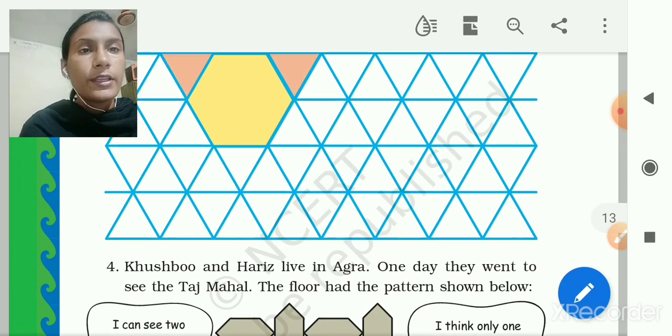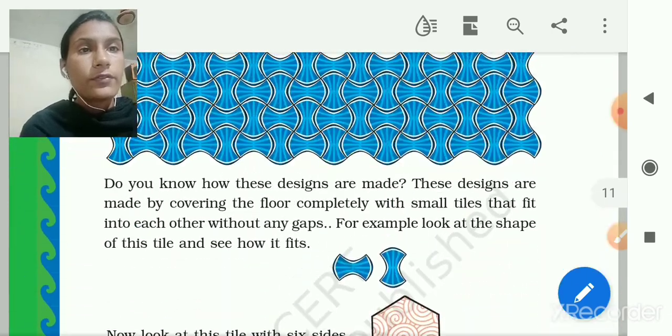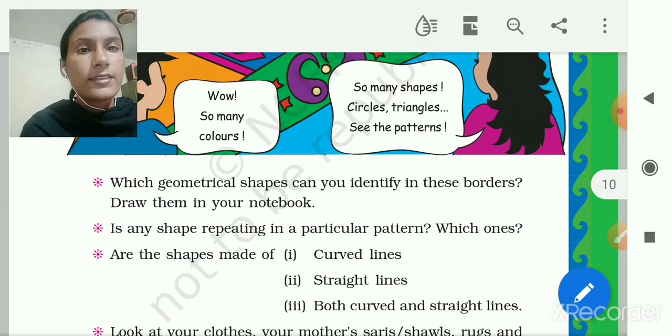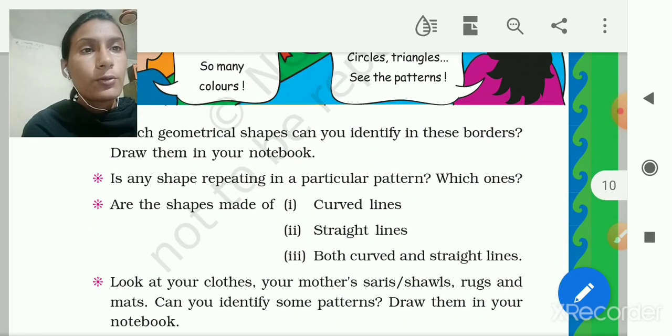In your fair book, what do you have to write? In your fair book you have to write these weaving patterns. This you have to write in your fair book. I will send the PDF, so you can write your fair book like that.